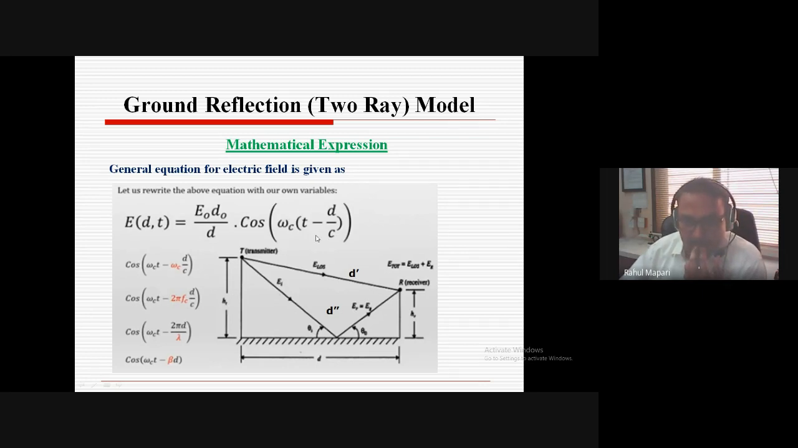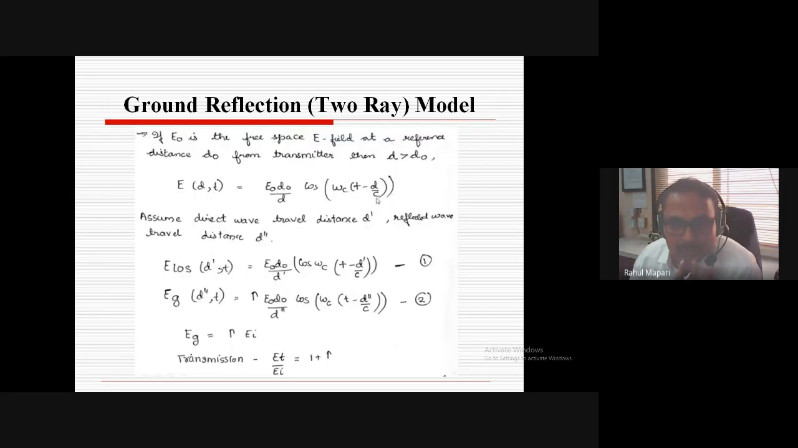So here, this is the notation only. The line of sight distance we denote as D dash, keep in mind, and the incident or reflected signal distance is D double dash. D dash is the line of sight distance, and the reflected distance we call D double dash. Now here only the adjustment is there. Let me see in the next slide also. Is it there or not?